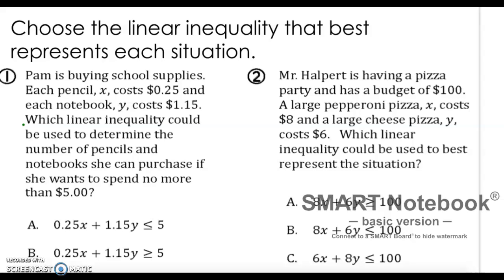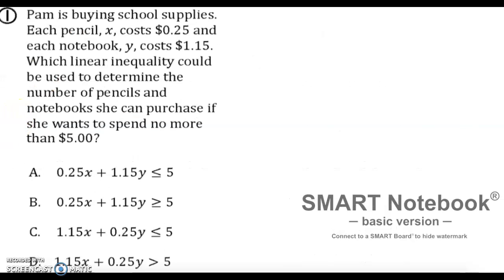Here the directions say choose the linear inequality that best represents each situation. So we are given two word problems and we have to figure out which linear inequality best represents the situation we're given. So here it says PM is buying school supplies.